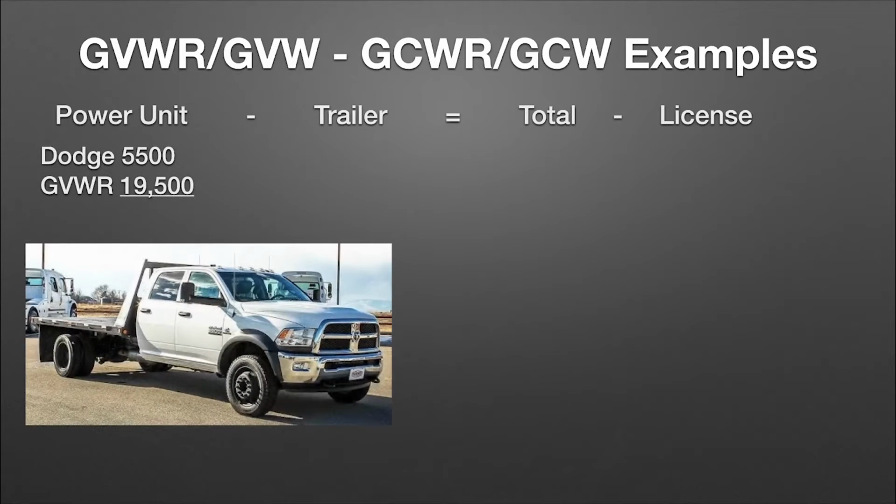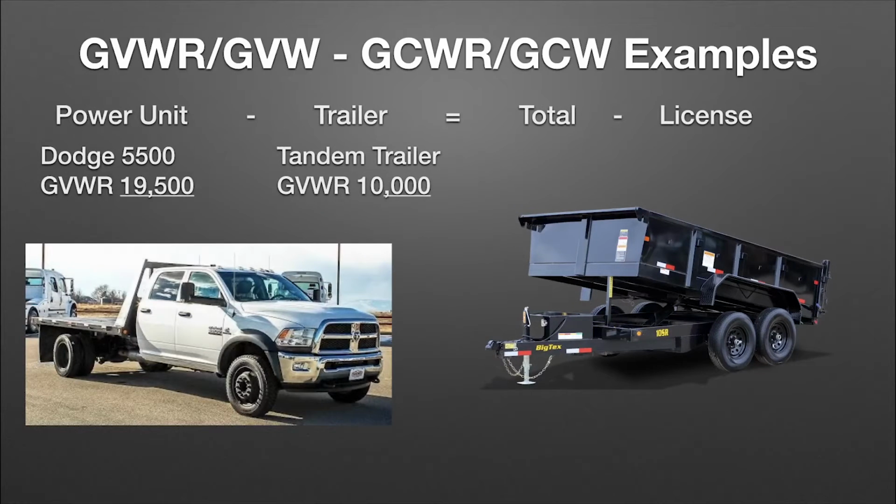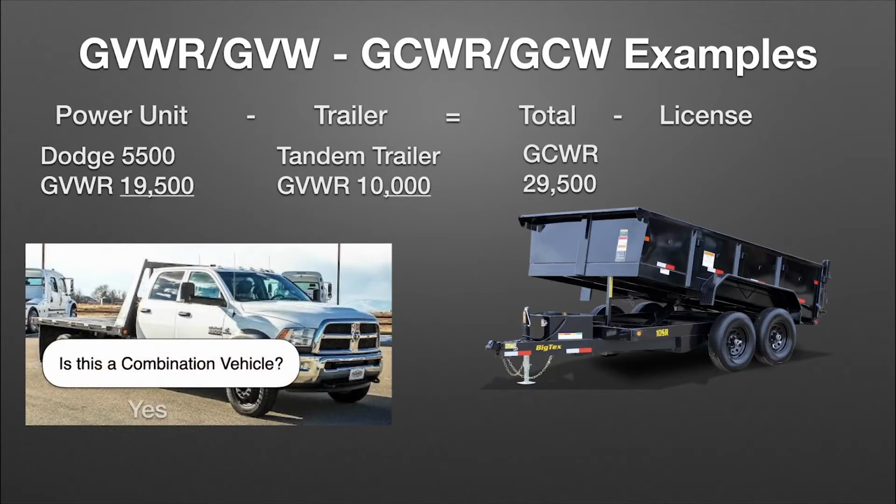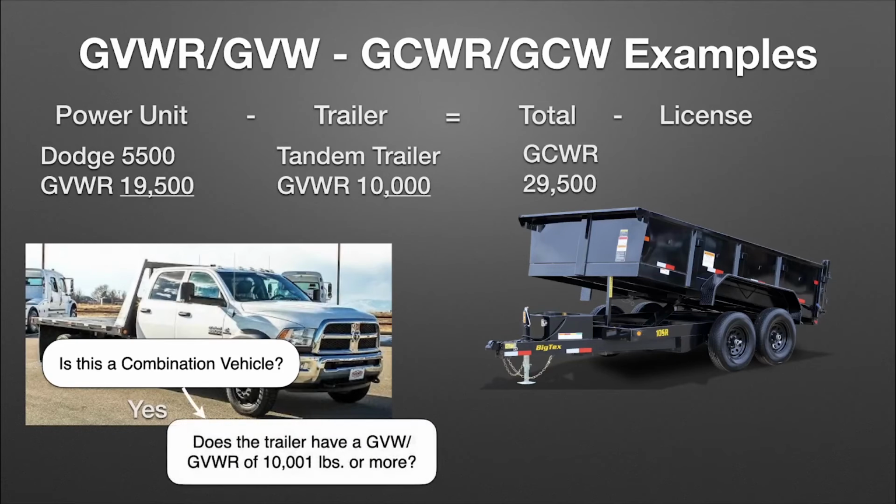Now let's go back to that 5500. Say that 5500 with the gross vehicle weight rating of 19,500 pounds is pulling this 10,000 pound trailer. Now the overall combination is 29,500 pounds. Now we go to the flow chart. The flow chart says, is this a combination vehicle? Yes. The next question says, does the trailer have a gross vehicle weight rating of 10,001 pounds or more? Now this trailer is this little 10SR Big Tex, and all the manufacturers have an entire group or fleet rated right at 10,000 pounds for this reason.